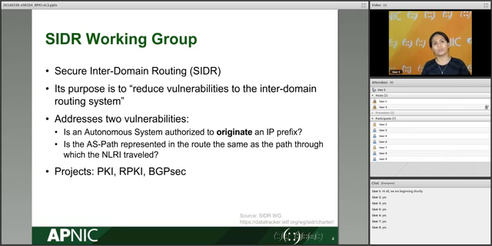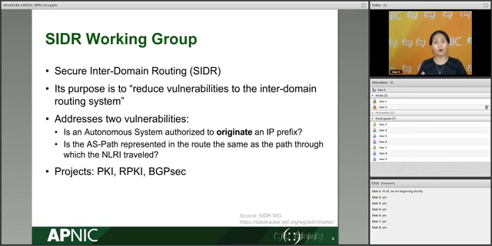Okay, the second question there is, is the AS path represented in the route the same as the path through which the NLRI has traveled? Okay, so what does that exactly mean? Your packet will have to go through different routers before it reaches its destination. That is sometimes what we call the path. In your route entries, you will have what we call an AS path, which essentially gives you a direction of how you can reach a certain destination the fastest possible way.